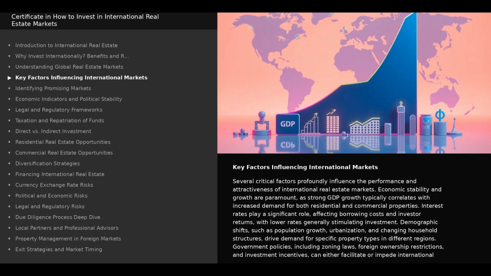Demographic shifts, such as population growth, urbanization, and changing household structures, drive demand for specific property types in different regions. Government policies, including zoning laws, foreign ownership restrictions, and investment incentives, can either facilitate or impede international investment. Understanding these macro-level forces is fundamental to identifying viable opportunities and assessing potential risks. Geopolitical stability is also a crucial consideration.